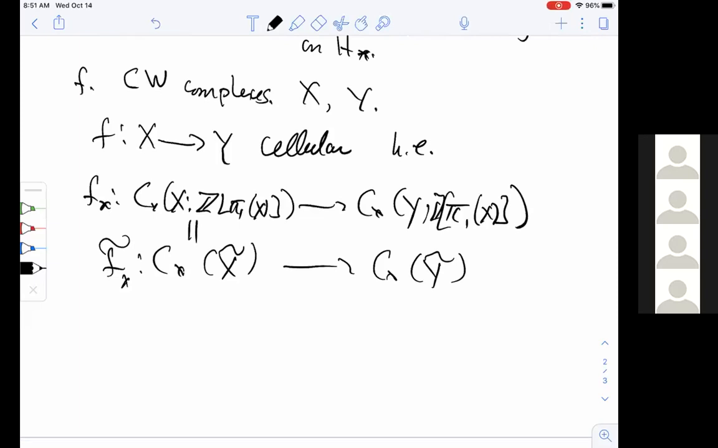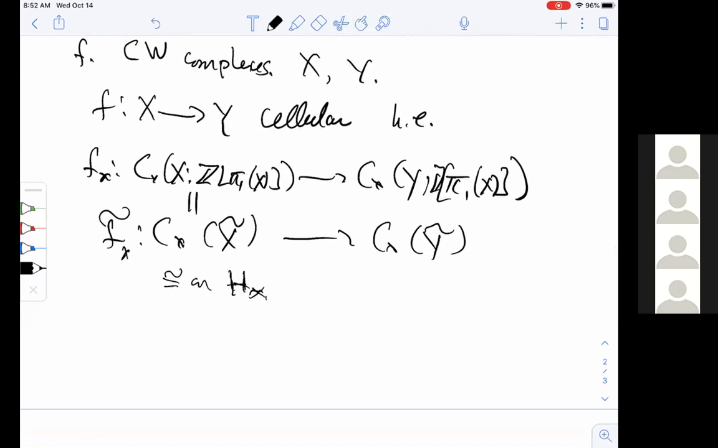So if f is a homotopy equivalence, this map induces an isomorphism on homology. Because being a weak homotopy equivalence is the same thing as inducing an isomorphism on the fundamental group and a homotopy equivalence on the universal covers. And a homotopy equivalence on the universal covers is just an isomorphism in homology, since these are simply connected.